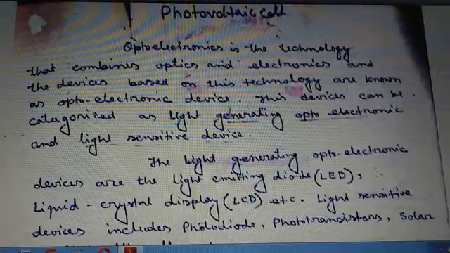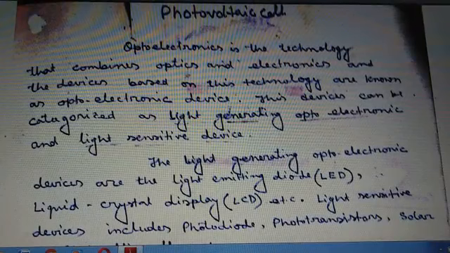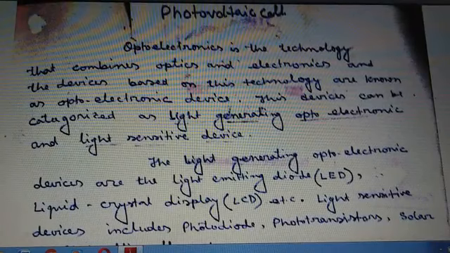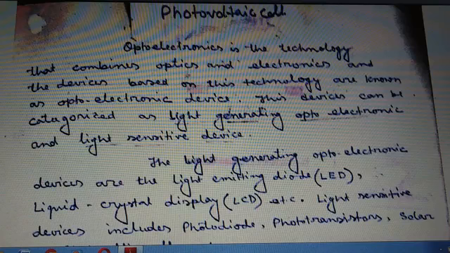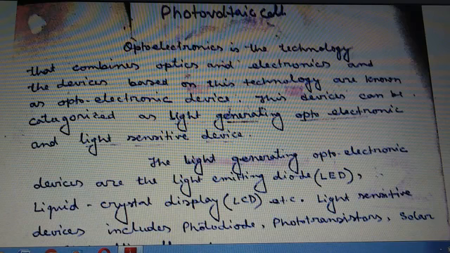Today's lesson I am discussing the solar photovoltaic cell. The solar photovoltaic cell is part of optoelectronic devices. Optoelectronics is the technology that combines optics and electronics, and the devices based on this technology are known as optoelectronic devices. These devices can be categorized as light generating optoelectronic devices and light sensitive optoelectronic devices. So the solar photovoltaic cell is basically a light sensitive optoelectronic device.